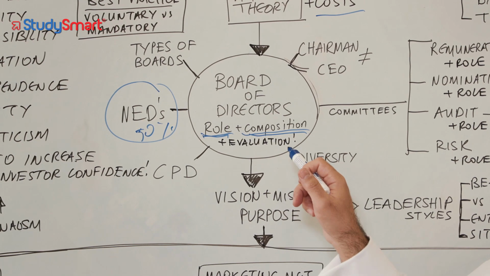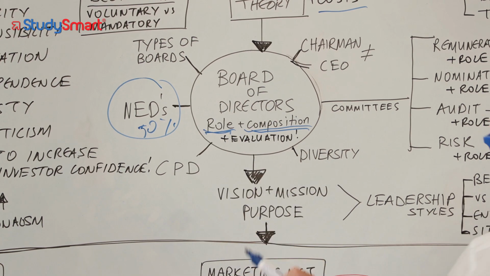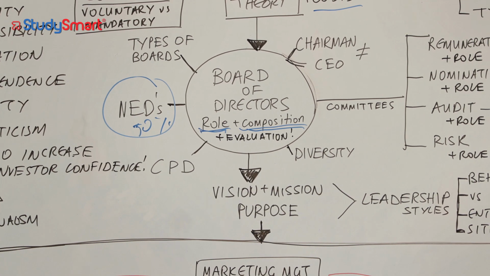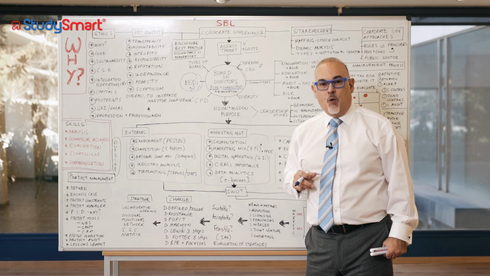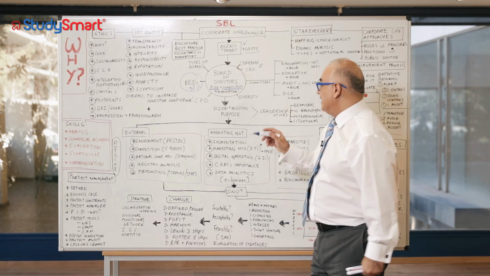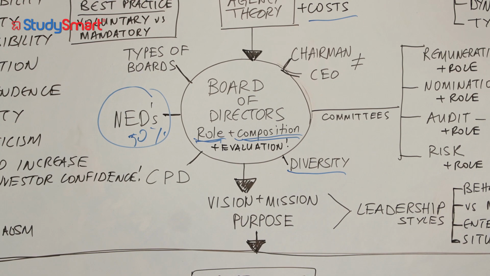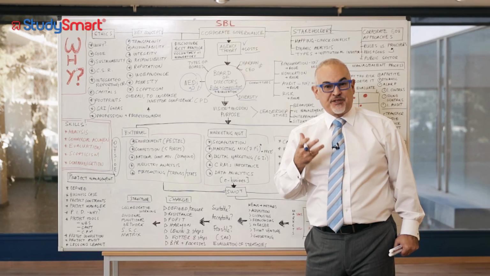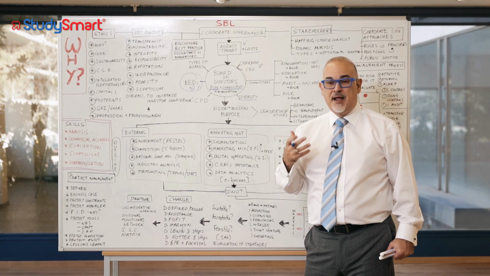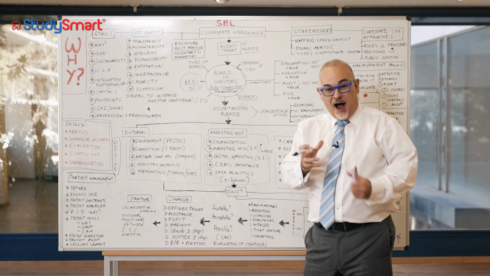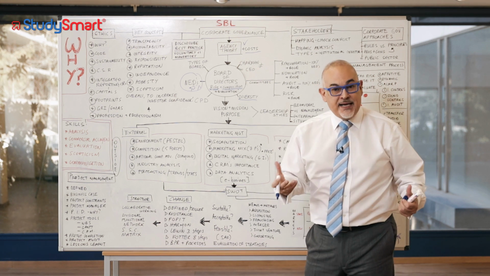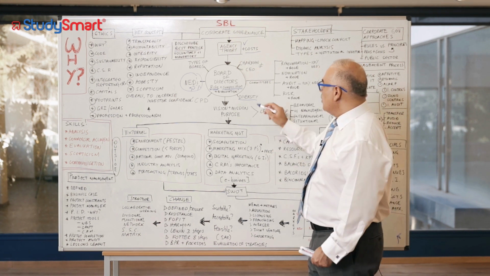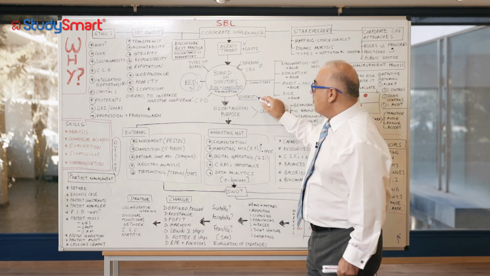Now, the composition of the board, as we said, should have a good balance. And in other videos that I've made, and you can probably watch them, I talk a lot about diversity. The board must have people that are different in expertise, in know-how, in backgrounds, because a diverse board gives more opinions and better opinions. Okay, so that's also very important.